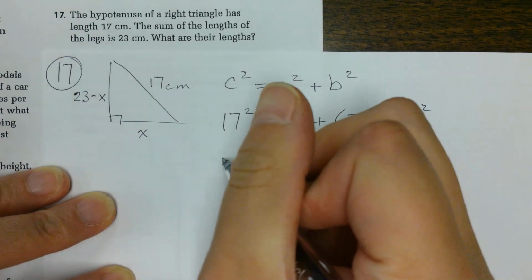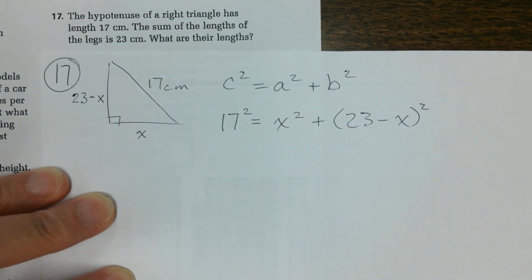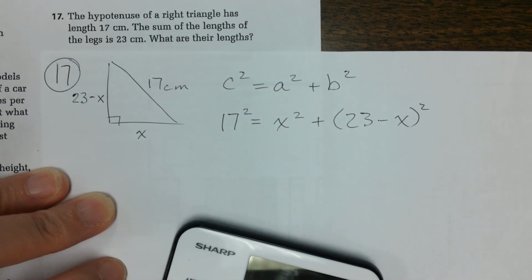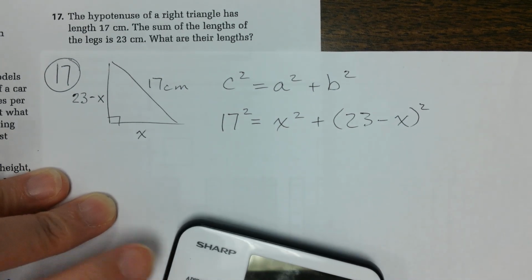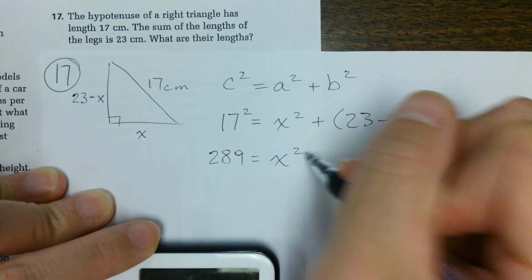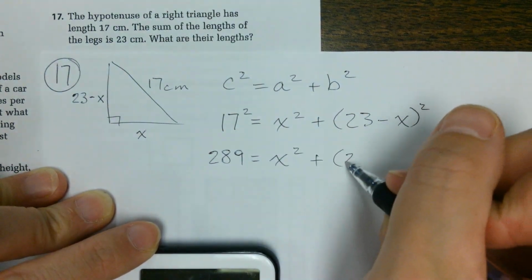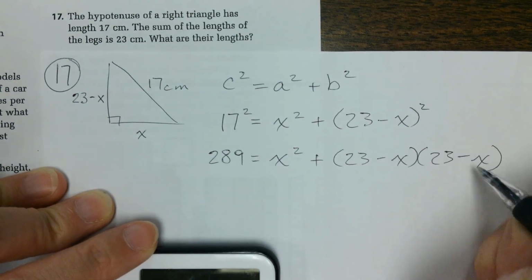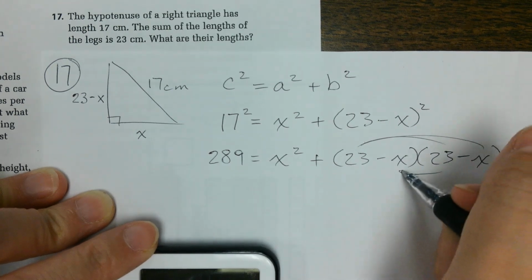Okay. So 17 squared is 17 times 17, 289, equals x squared. And then you're doing FOIL here: first, outside, inside, last.